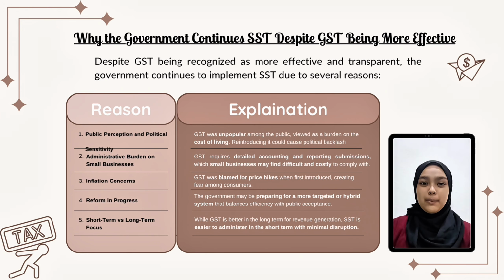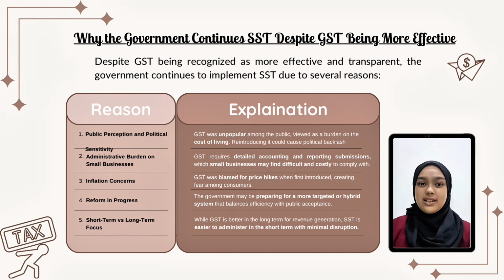Lastly, I will talk about why the government continues SST despite GST being more effective. The first one is public perception and political sensitivity. GST was unpopular among the public because it was viewed as a burden on the cost of living. Reintroducing it could cause a political backlash. And the second one is administrative burden on small businesses. GST required detailed accounting and reporting submission, which small businesses may find difficult and costly to comply with.